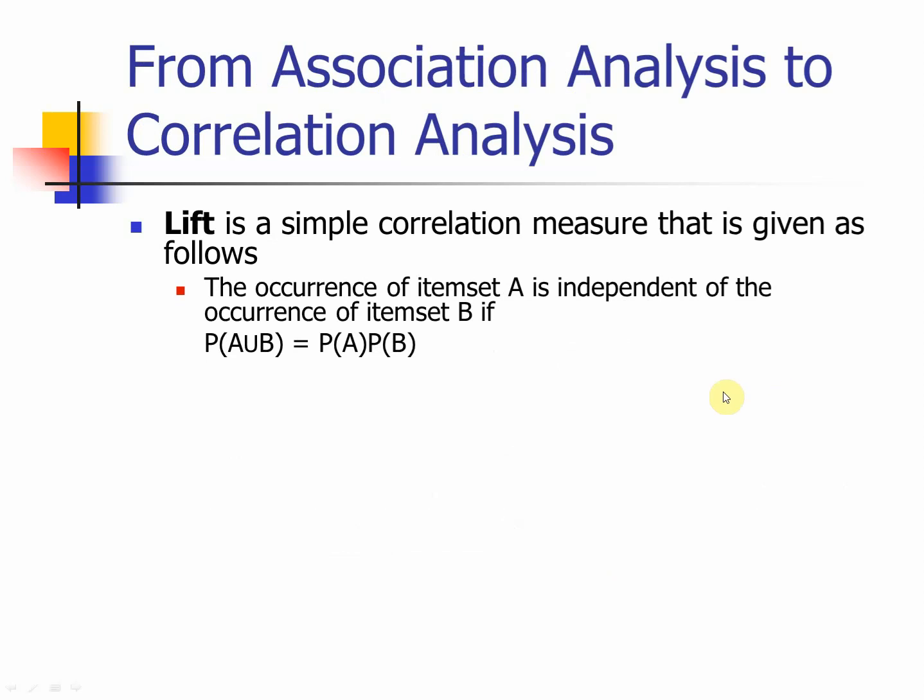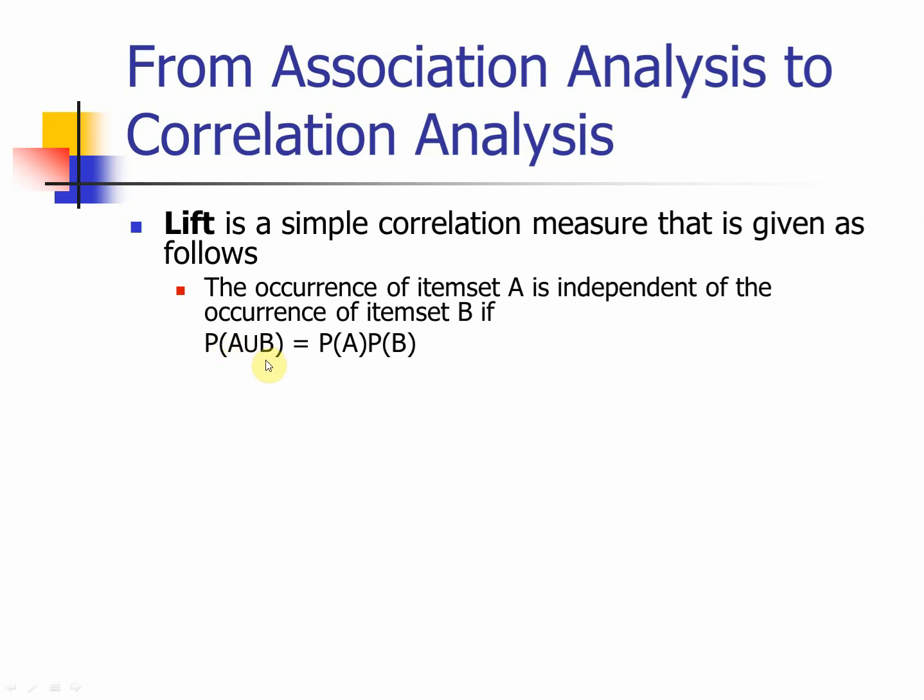This is what we call lift. The occurrence of item set A is independent of the occurrence of item set B if the probability of A multiplied by the probability of B equals the probability that both of them are purchased together.